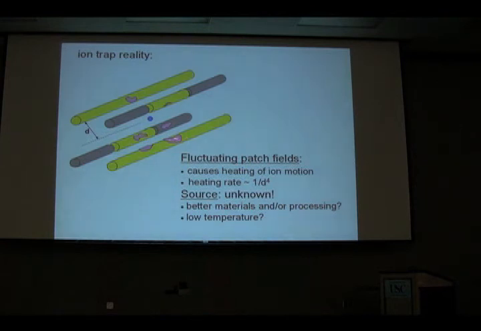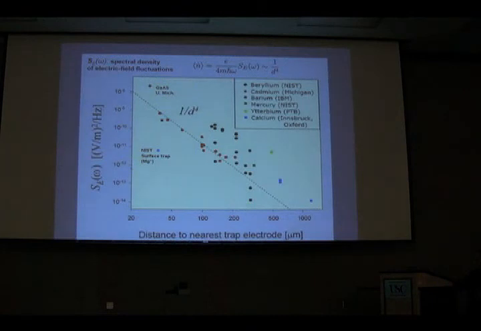But a model that seems to have developed is one where we assume some sort of unspecified patch potentials that are randomly fluctuating. What seems to fit the data, at least approximately, is that if the patches are small compared to the distance between the ion and the electrode, then the heating rate would go as 1/dimension squared. That is the overall scaling, and we roughly see that. As I say, the embarrassing part is we don't know what this is. And probably we need better processing methods and better materials. It's now starting to seem that low temperature helps.